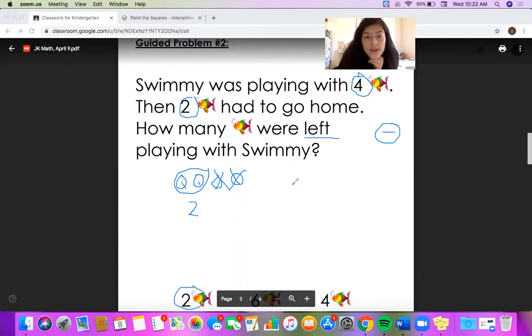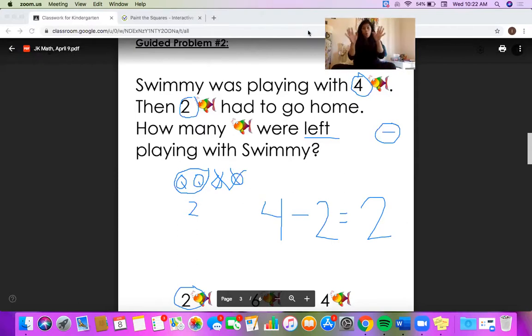And now we can write an equation for that. What was the whole number you started with? 4. Then some fish left. How many left? 2. So minus 2 equals, how many were left in the very end? 2. 4 minus 2 equals 2. Remember, girls, subtraction is when you start with the whole number, you take away a part, and you're left with another small part. So that's exactly what you see in the equation. This is the whole number you start with, you take away some, and you're left with some.